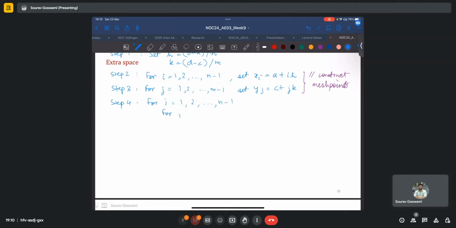And then a nested loop for j equals 1 to m minus 1, we set w_ij equal to 0. So we basically assign an initial value so that it does not take a garbage value by default. We assign a default value to each of the mesh points.